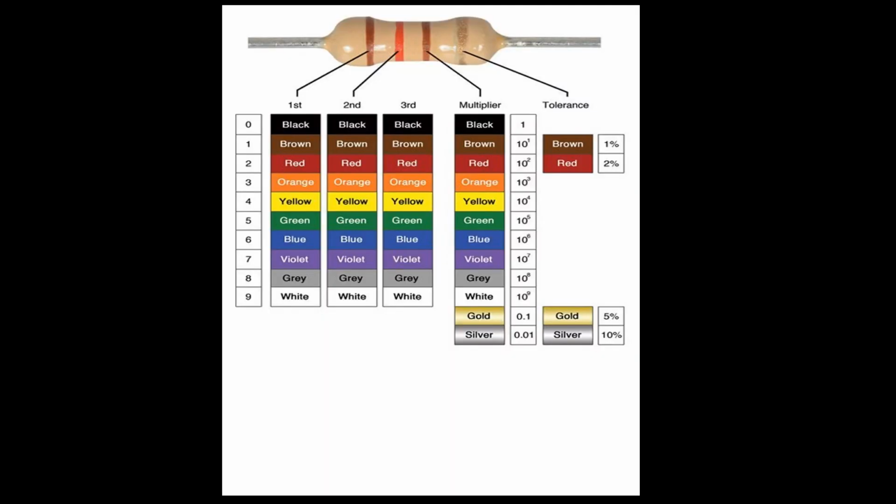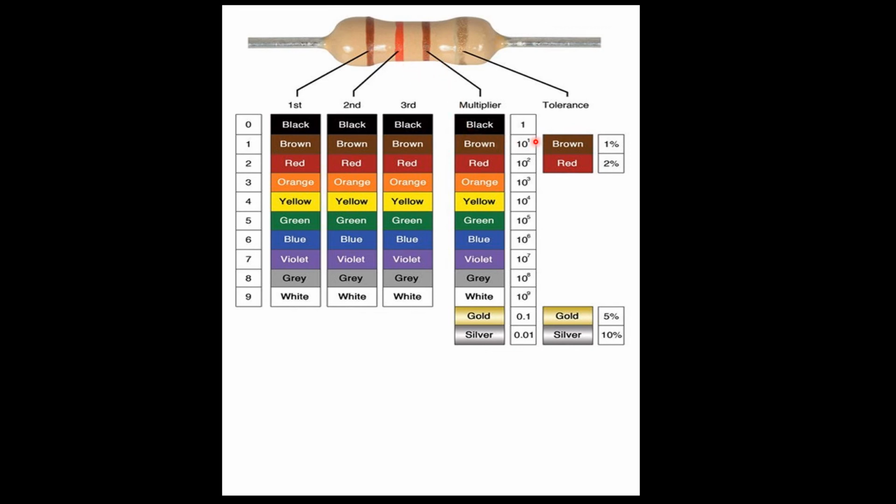Consider this case. The first color is brown, then red, and then brown again, and the last one is gold. So what should be the value? The first one is brown, so the first digit should be 1. The second one is red, so 2. So the first two digits are 1 and 2. Now it is 12 ohm or 120 ohm or 1200 ohm or 12,000 ohm. So the third band is again brown.